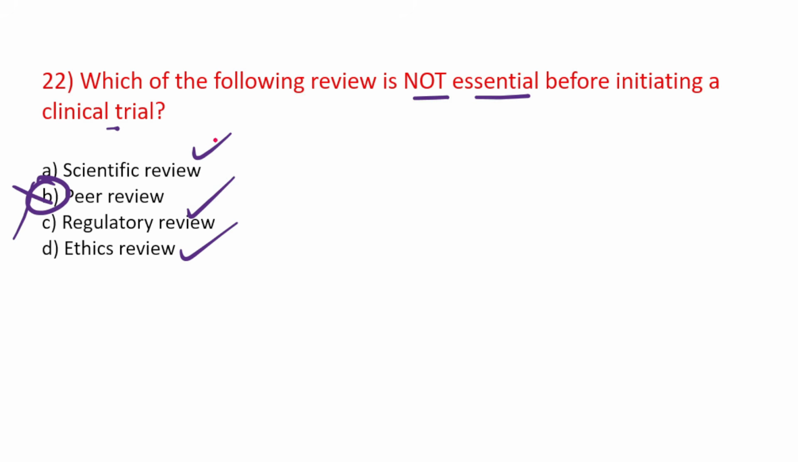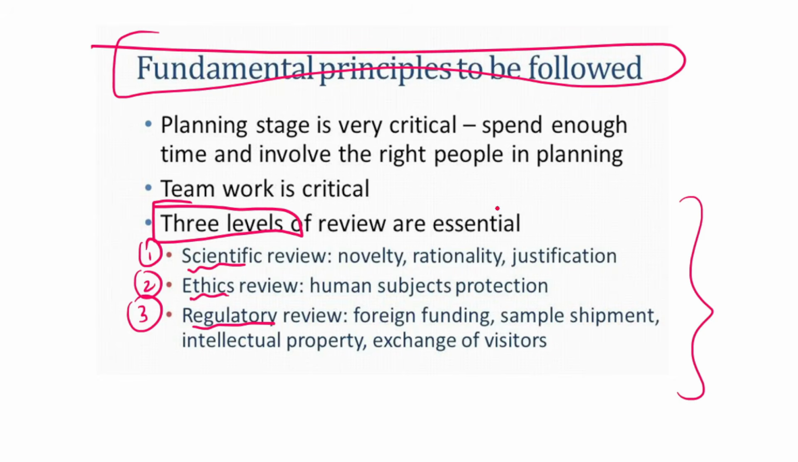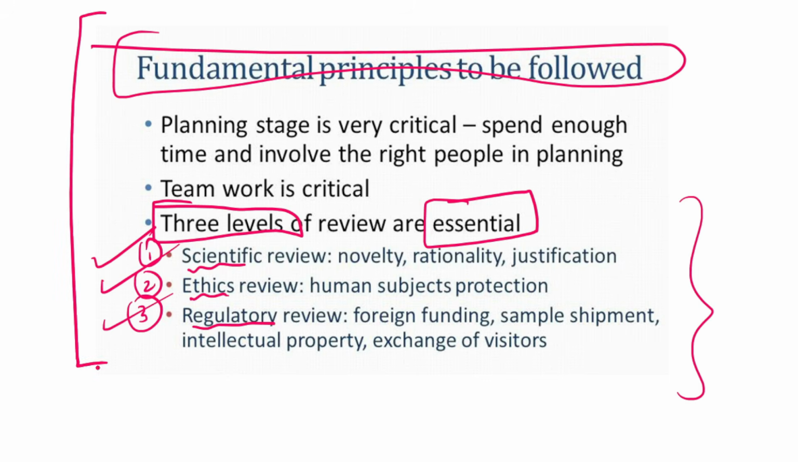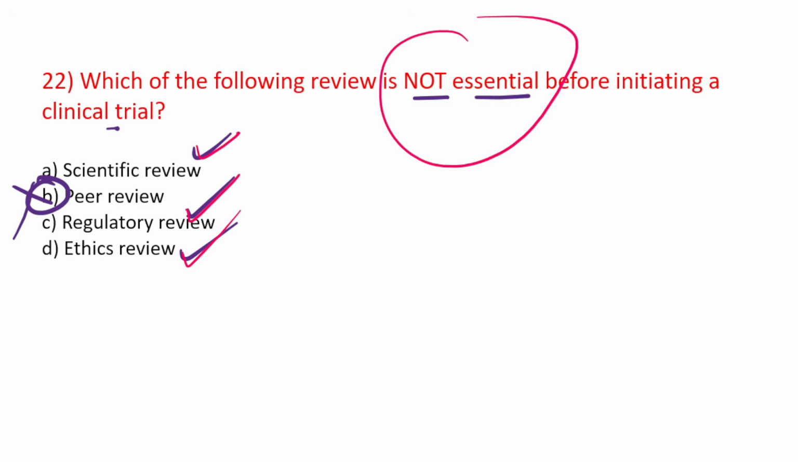In our question, they have mentioned scientific review as an option, regulatory review as another option, and ethics review as another option. But they have not mentioned peer review. So from the options itself, it is understood that peer review is not essential before initiating a clinical trial because it is not mentioned as essential. The essential ones are scientific review, ethical review and regulatory review. So please remember this chart, the question and also the answer for this question.